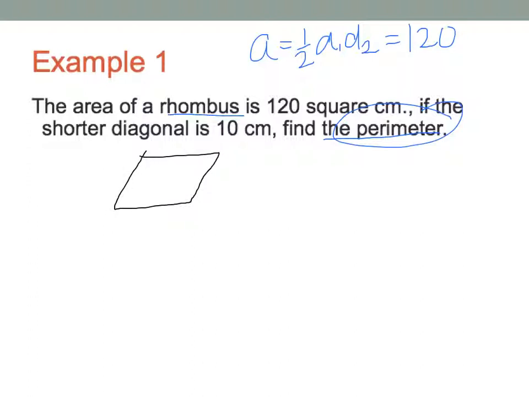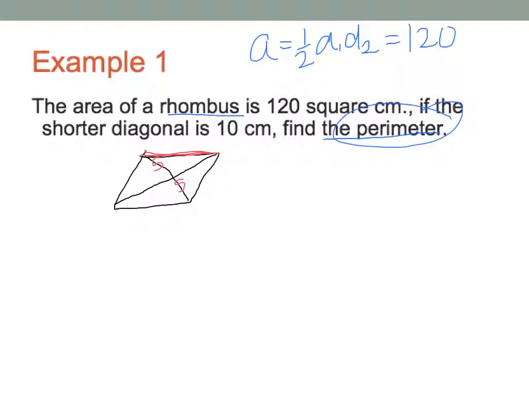Here's my rhombus. It's asking me to find the perimeter, and it's telling me that I've got a diagonal here and a diagonal here, and if I multiply both of them and divide by 2, I get 120. Now to find the perimeter, I need to find a side. In other words, I need to find a side, and I'll multiply it by 4 to get the perimeter. Now the only information they give me is that the shorter diagonal is 10. And because they're bisected, I'm going to write 5 here and 5 here. Okay, so far that's all I know.